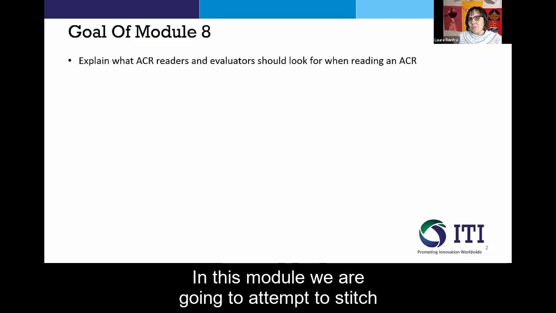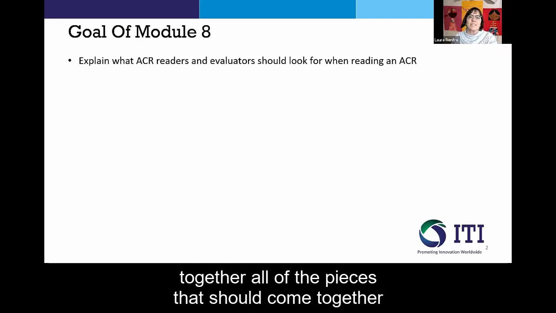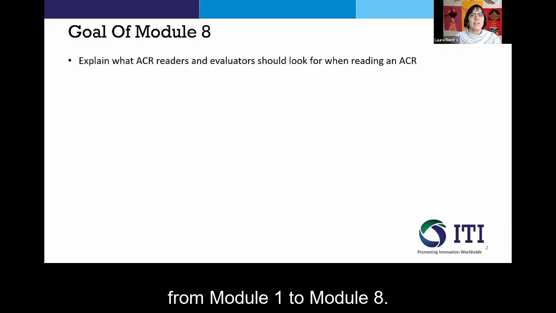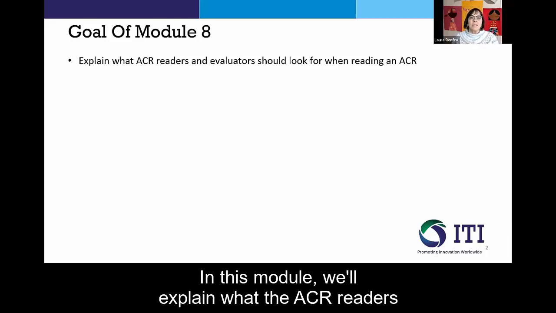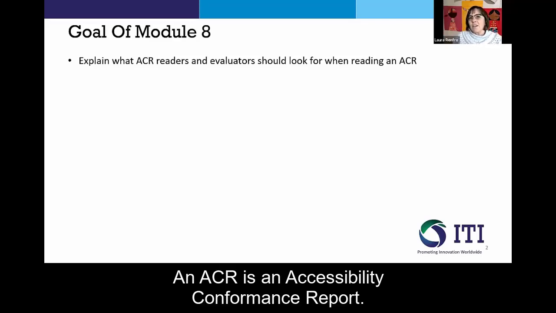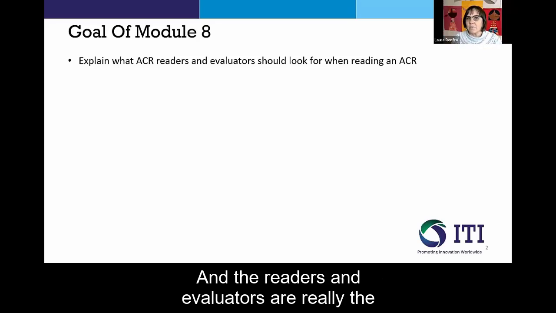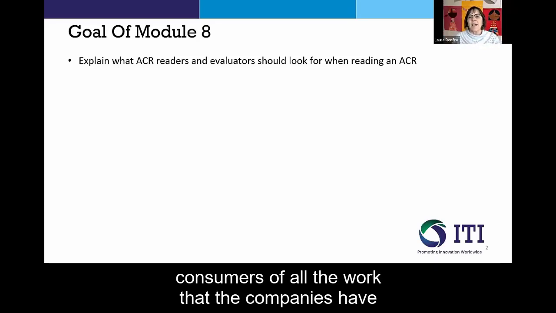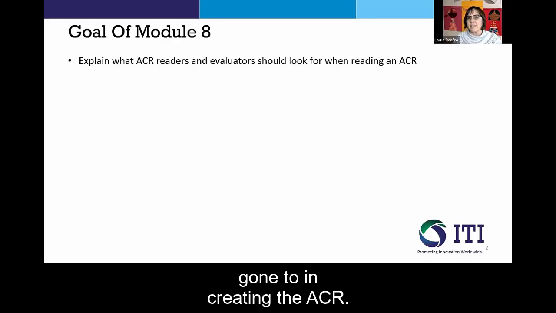In this module, we're going to attempt to stitch together all of the pieces that should come together from Module 1 to Module 8. In this module, we'll explain what the ACR readers and evaluators should look for when reading an ACR. An ACR is an accessibility conformance report, and the readers and evaluators are really the consumers of all the work that the companies have gone to in creating the ACR.